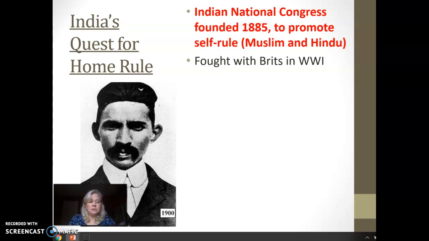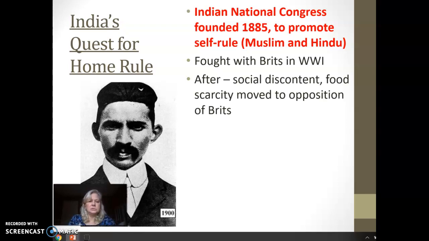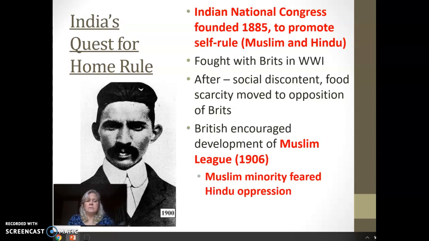After fighting with the British, the Indians really believed, first of all, that their opinion of the British and Westerners overall went down because they saw what brutality they were capable of. And secondly, they felt like they could rule themselves just as well as the British could. So after the war, there was a lot of social discontent and food scarcity. And so rather than moving toward working with the British, they're moving to opposition to the Brits.